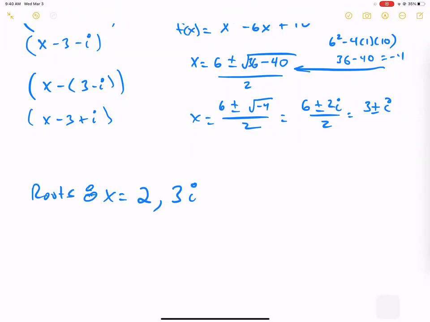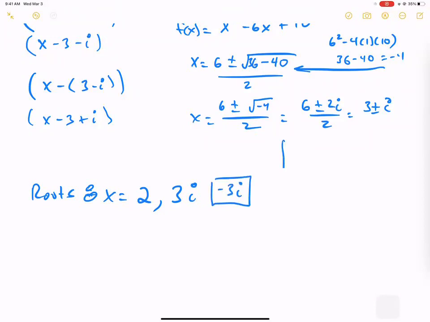Can you guys type in the chat what root I'm missing? Imaginary numbers always come in pairs. The conjugate. What's the conjugate of 3i? Okay, I'm getting some answers. Thank you. The one we're missing is negative 3i. Perfect.